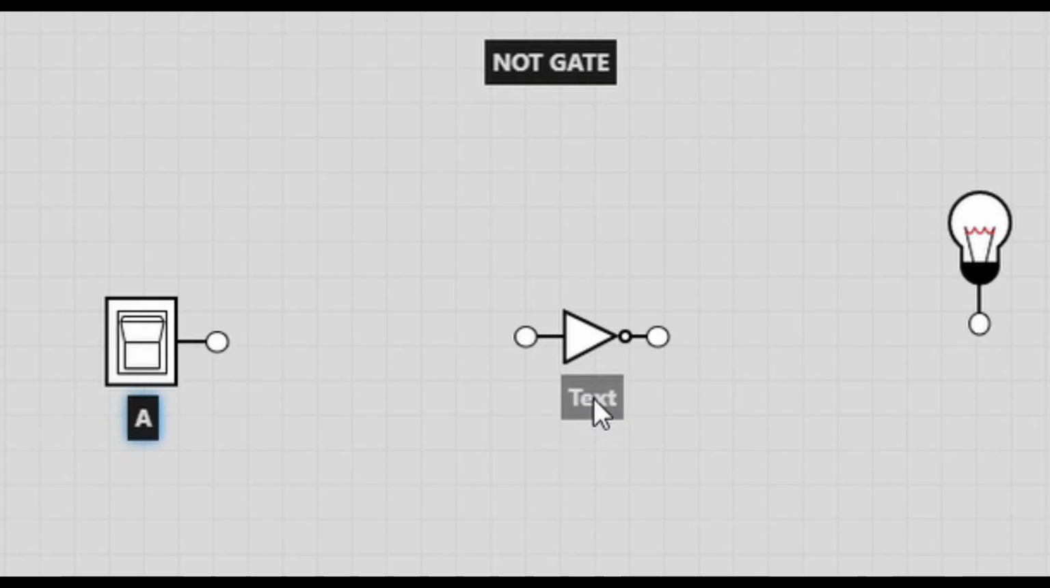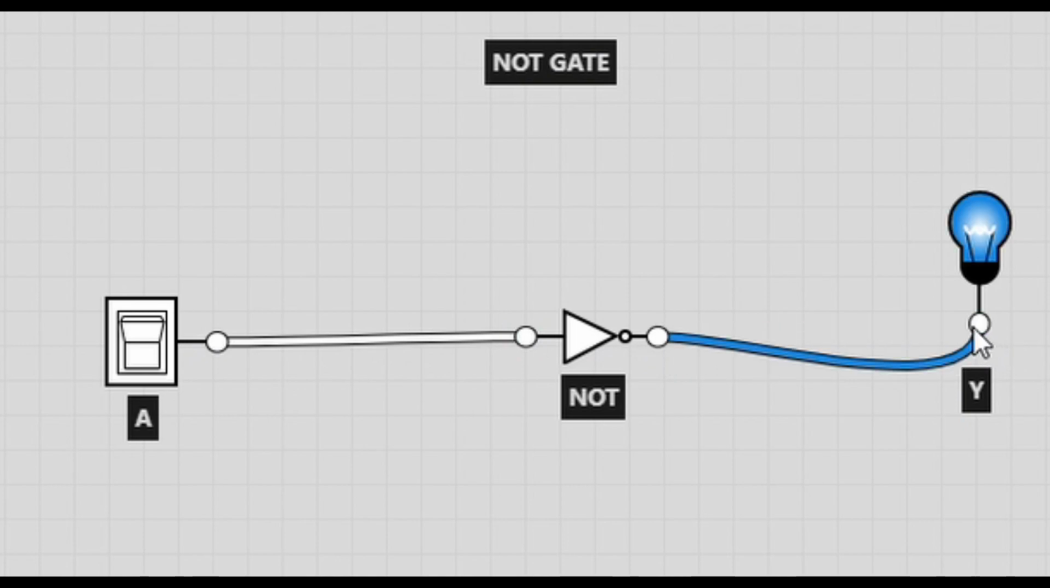That is NOT gate. Now we are going to see the simulation for NOT gate. For that you need only one toggle switch, since there is only one input, and one NOT gate and one light bulb as output. We are giving connections to the NOT gate to see the output. First, when you give 0, it is 1, and when you give 1, it is 0.